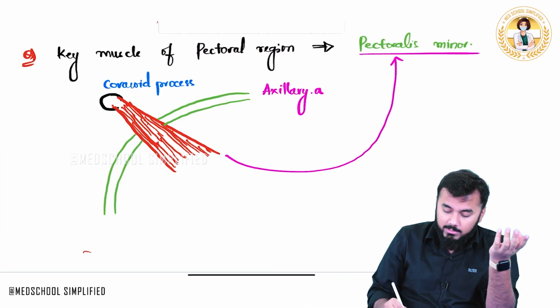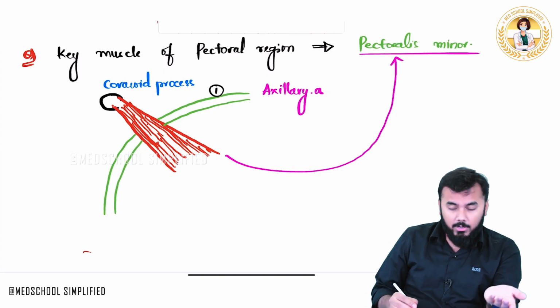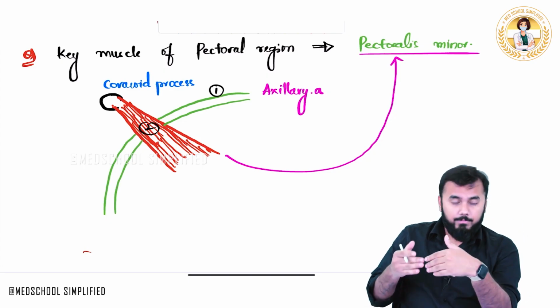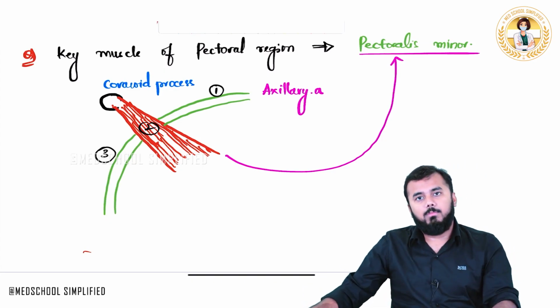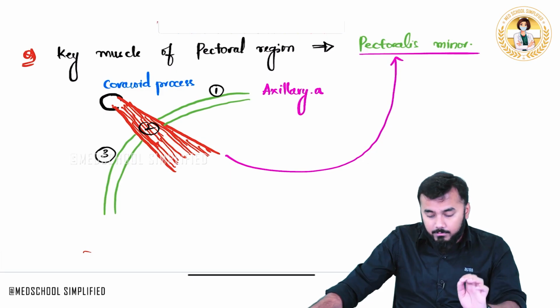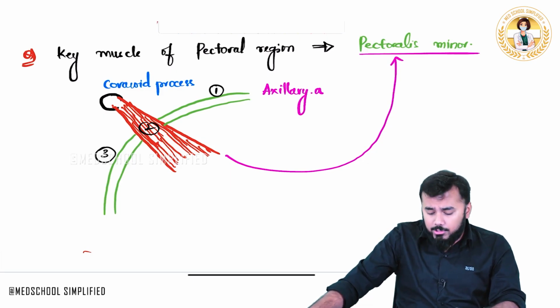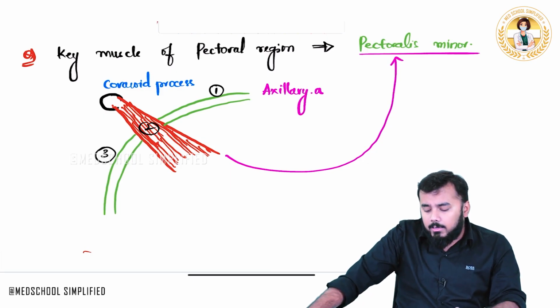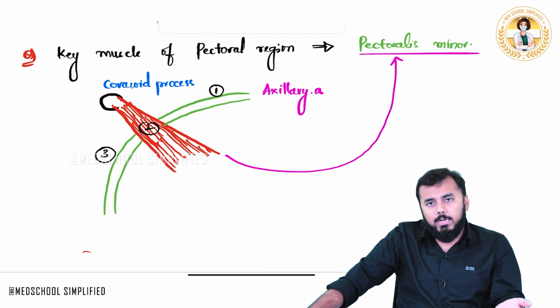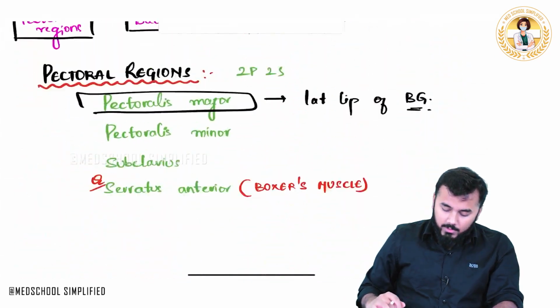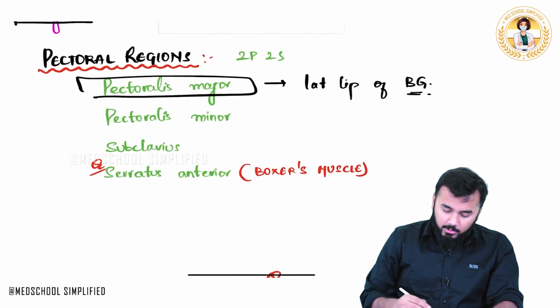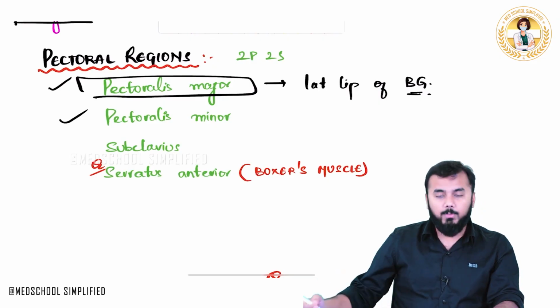Above the pectoralis minor, this is called the first part. Behind the pectoralis minor, that is called the second part. Below the pectoralis minor, that is called the third part of axillary artery. That is the reason why, based upon this pectoralis muscle, the axillary artery is divided into three parts, so you call it the key muscle of the axilla. So we are done with the discussion of pectoralis major as well as pectoralis minor.